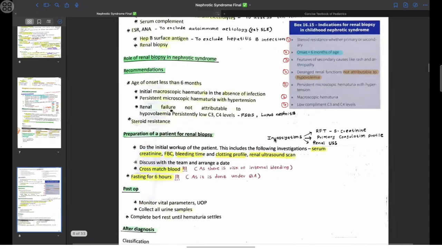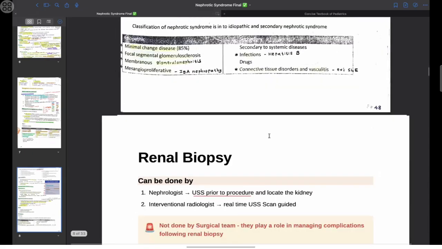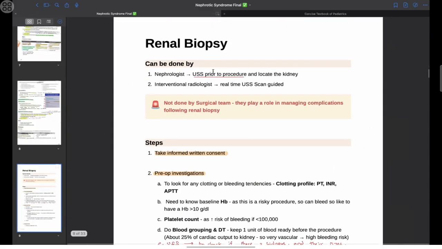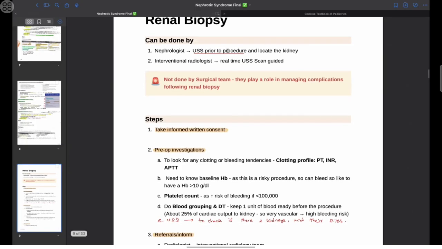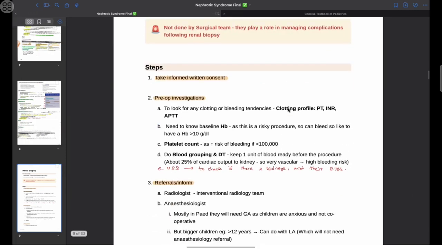So then what to do about renal biopsy. So I have put a note about renal biopsy. Just go through that. They might ask you about the details about renal biopsy. So it can be done by either a nephrologist or an interventional radiologist. The nephrologist has to do an ultrasound scan prior to the procedure, locate the kidney. But an interventional radiologist usually does real-time ultrasound scan guided renal biopsies. Okay, so remember that the surgical team does not do the renal biopsy. They only play a role after that in managing the complications.